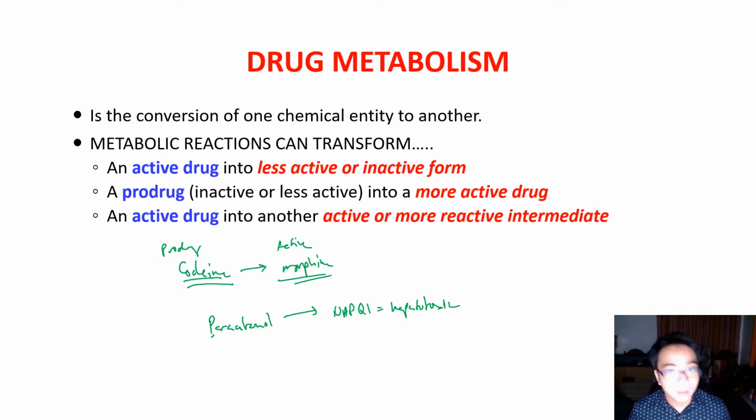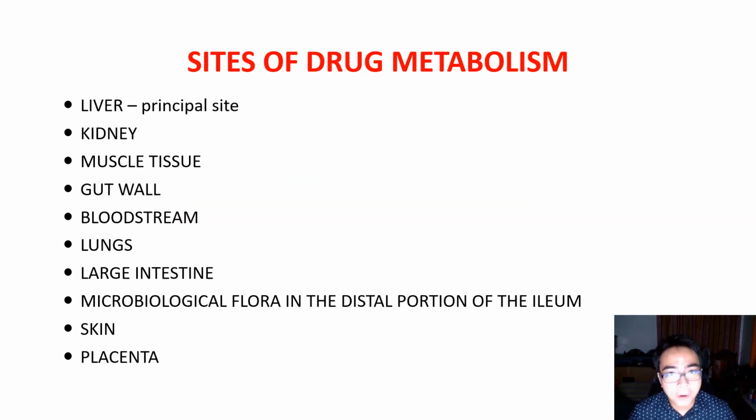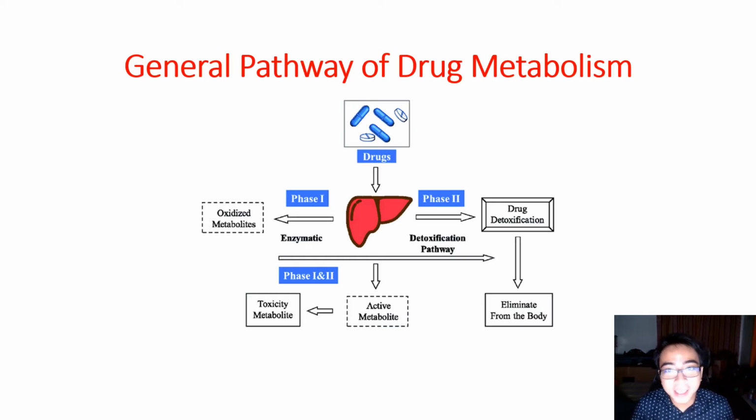Now, of course, there are so many sites of drug metabolism. However, the principal site would still be the liver. This is the major organ responsible for drug metabolism. Now, what are the general pathways for drug metabolism? So basically, class, we can divide the pathways into two. We have the phase 1 and the phase 2 pathways. So phase 1, class, involves again the hydrolysis, oxidation, and reduction, while phase 2 involves the conjugation reactions. Right? That's our CHORE from earlier.